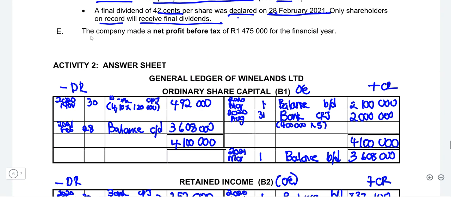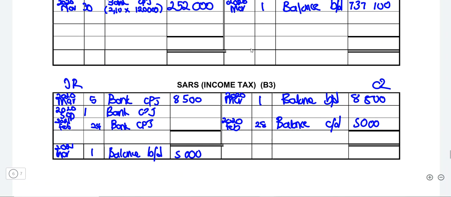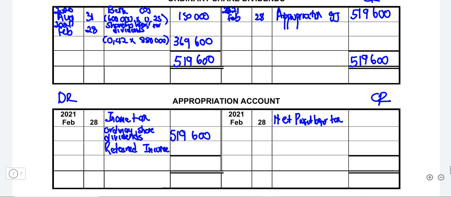So here they're saying that the company made a net profit before tax of 1,475,000. Remember, this is net profit before tax, so it will come here, 1,475,000.